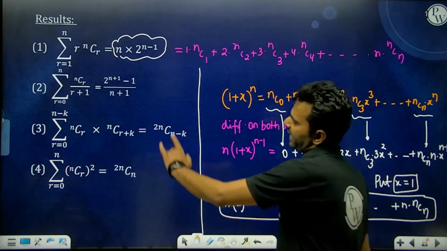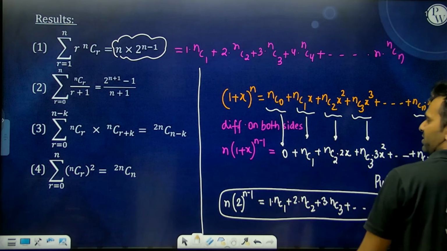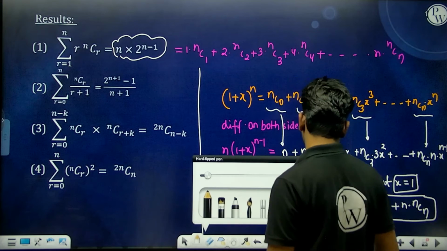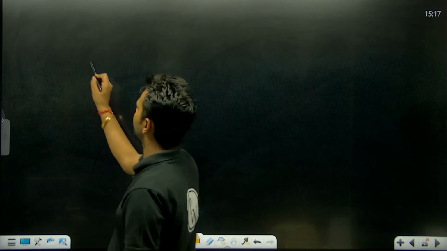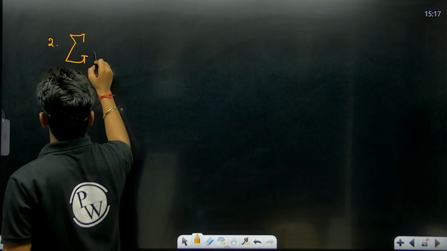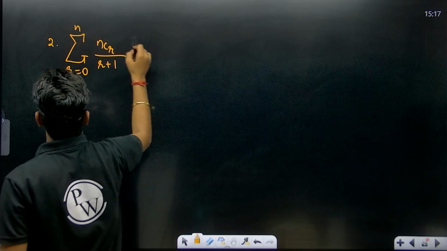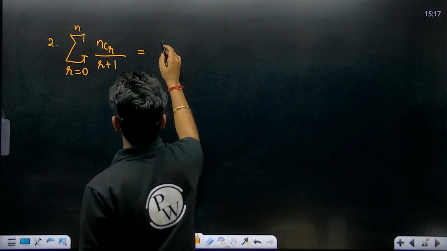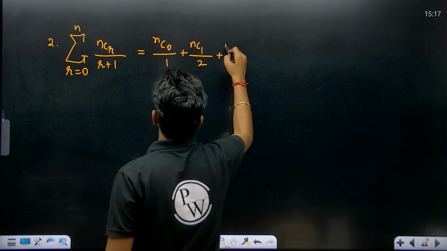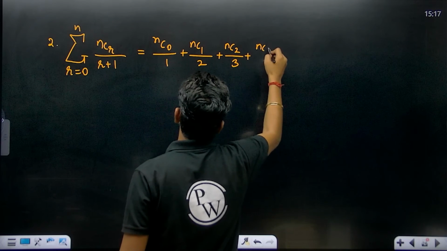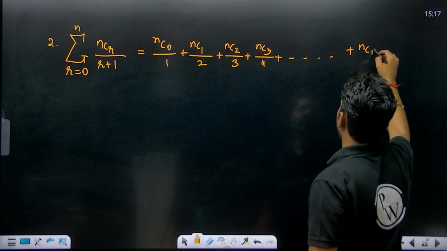Okay, if we talk about the second one, then the second one can come similarly, but here we need to integrate rather than differentiating. So you must remember this result as well. By the way, let me tell you briefly on the second part as well. Second, sigma nCr divided by r + 1, where r is going from 0 to n. This expression is equal to what? This expression is equal to nC0/1 + nC1/2 + nC2/3 + nC3/4 and so on till nCn/(n+1).